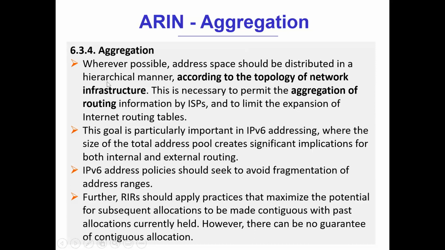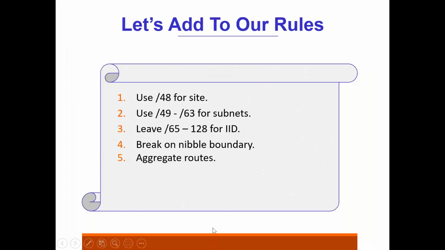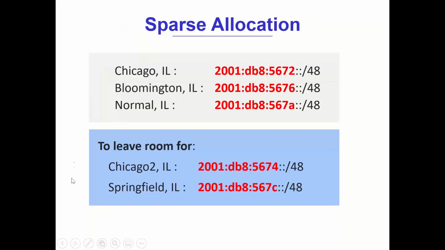And this is from Aaron: address space should be distributed in a hierarchical manner according to the topology of network infrastructure. You see what they're saying too. This is guidance for ISPs, but it's very good to think about for enterprises as well. If you assign by your geographical topology, you'll be able to aggregate your routes rather than having a zillion /64 routes. We're going to go ahead and put that on our rules.